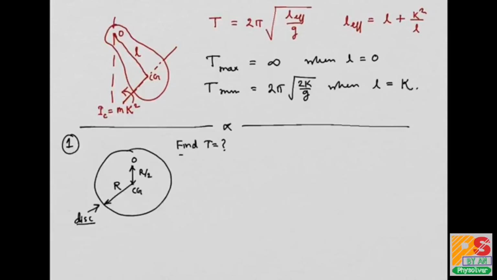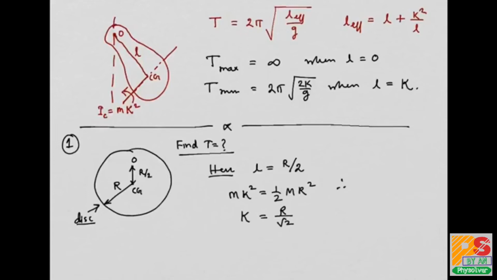So this is a very simple question. Now here L, the distance between O and CG, is clearly r by 2. Now we need to find K. K is the radius of gyration of the disk about an axis passing through its CG. So I can write mk square equals half mr square for a disk, we all know. So K equals r over root 2, right?